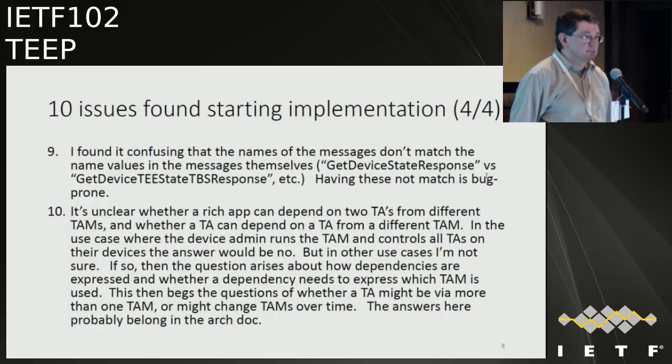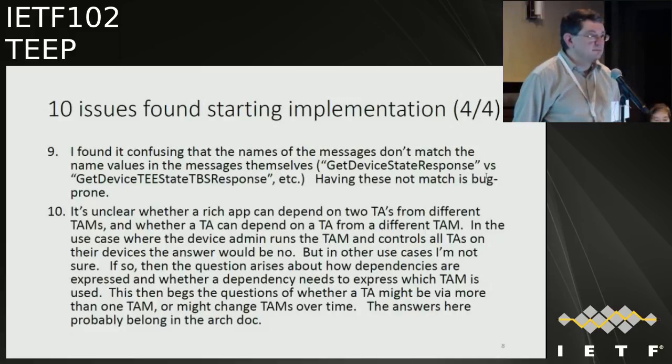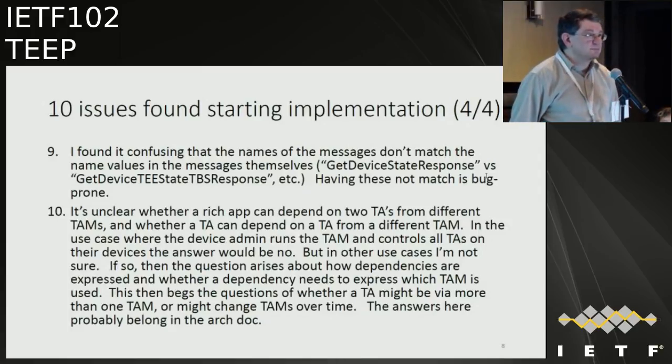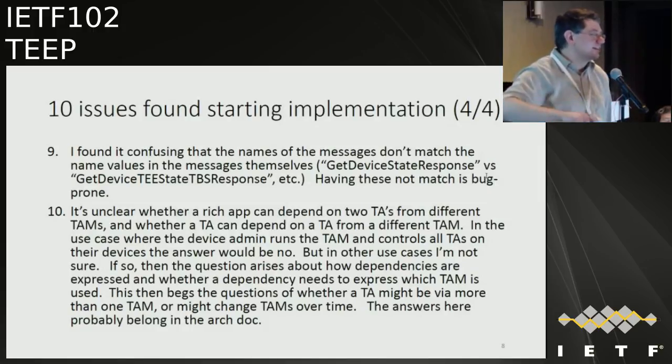Number 9 was a reply to say a device may have multiple TAs, so a get device state response consists of a list of get device TA state TPS responses. That was a relationship, just to clarify the concept. I did not find that clear in the document. So number 9 is purely editorial. Yes, editorial. I had to squint at it and stare at the pages for a while.